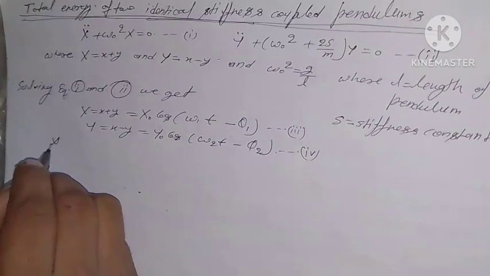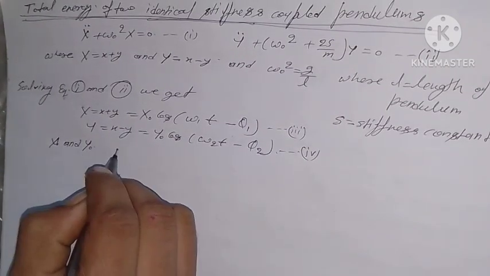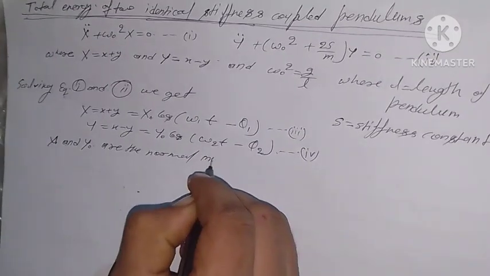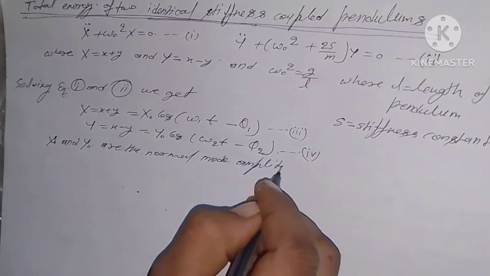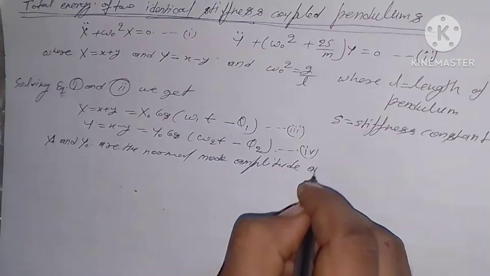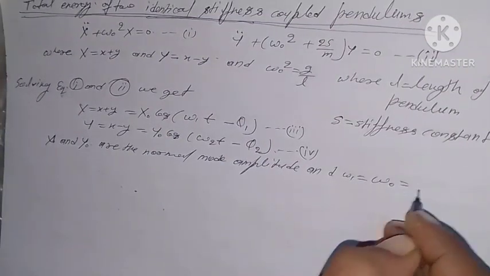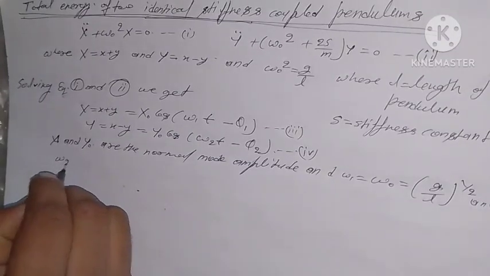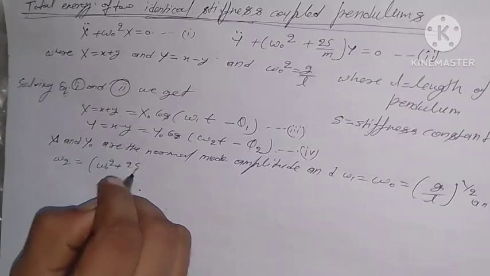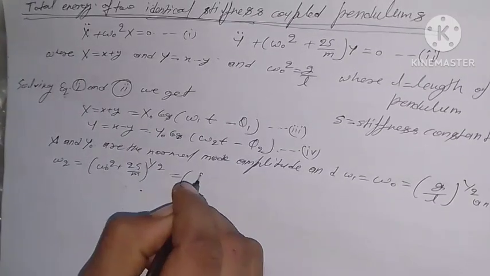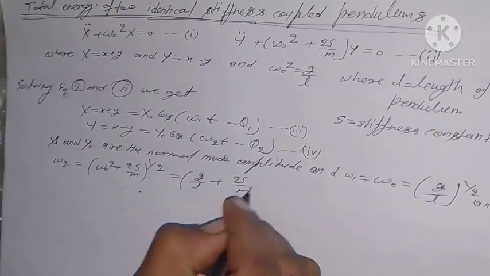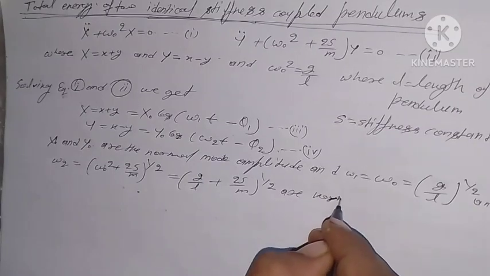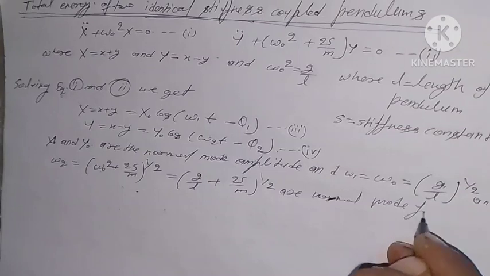x naught and y naught are the normal mode amplitudes, and omega 1 equal to omega naught equal to (g by L) power 1 by 2, and omega 2 equal to (omega naught square plus 2s by m) power 1 by 2, equal to (g by L plus 2s by m) power 1 by 2, are the normal mode frequencies.